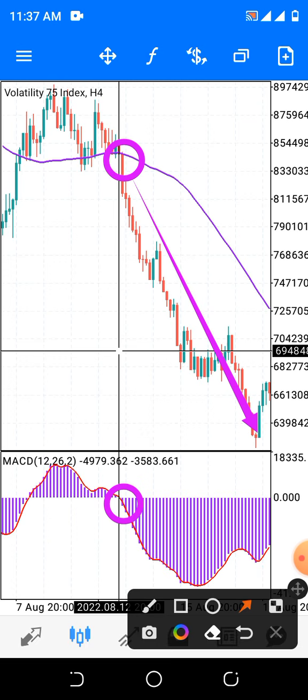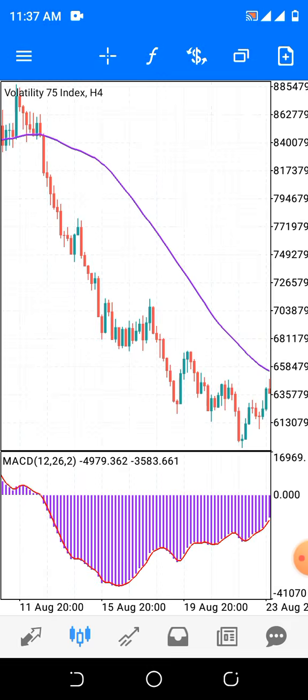So when you see the crossing occur on the MACD, and at the same time on the moving average, that is a clear entry. This is a clear sell entry. Let's move. You see, this is a huge profit.